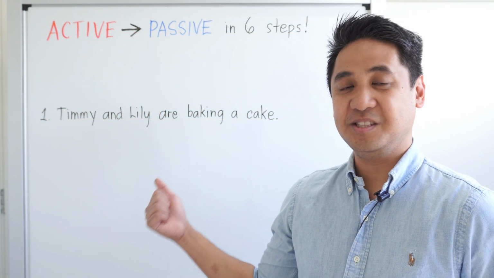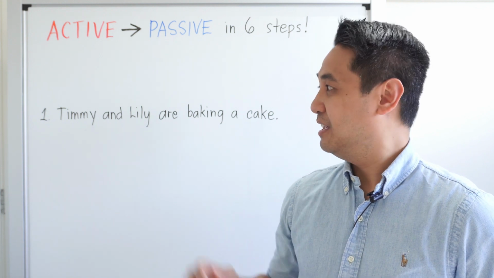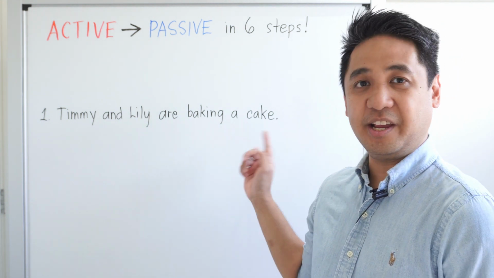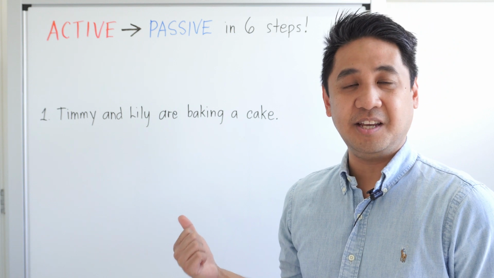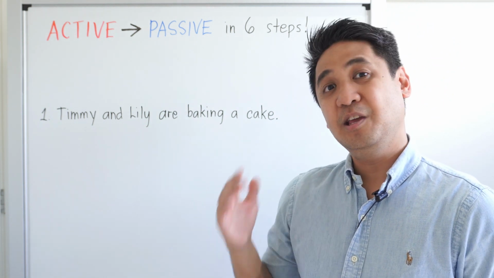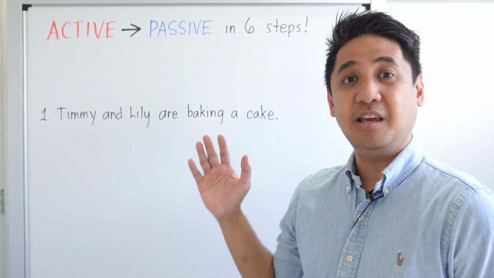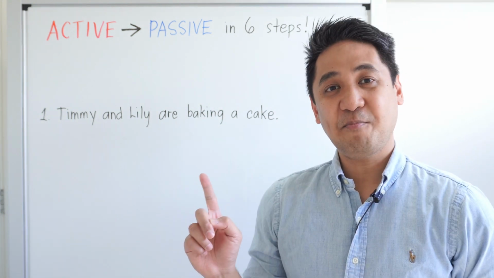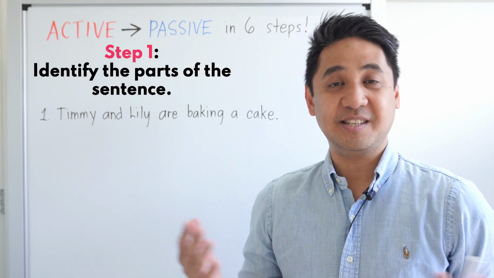Okay, let's use this sentence as an example. Timmy and Lily are baking a cake. This is an active sentence, and by following 6 simple steps, you'll be able to transform this sentence into passive voice. Step 1. Identify the parts of the sentence.